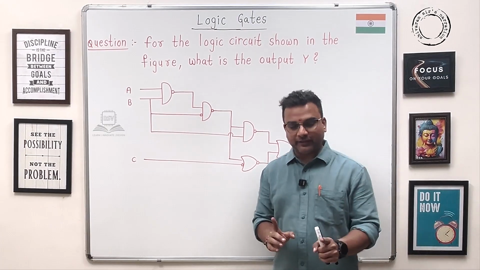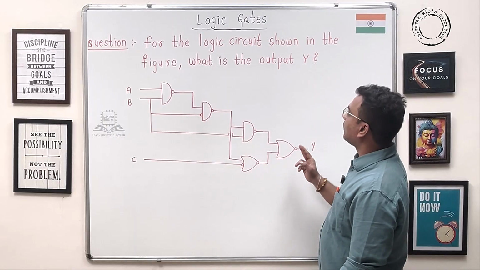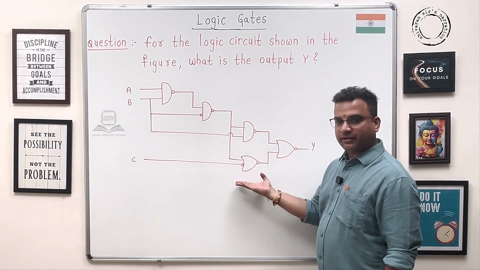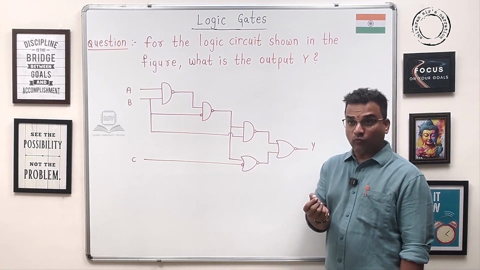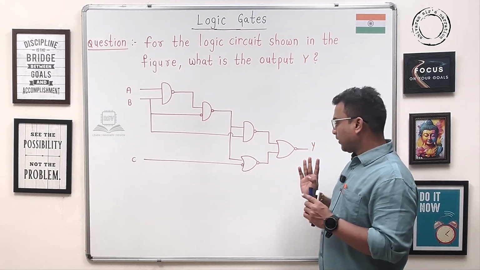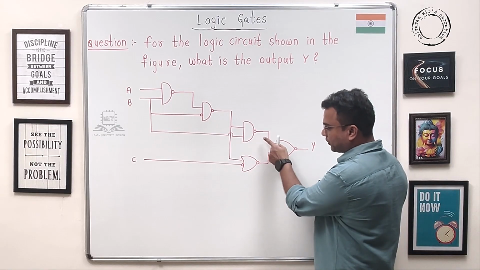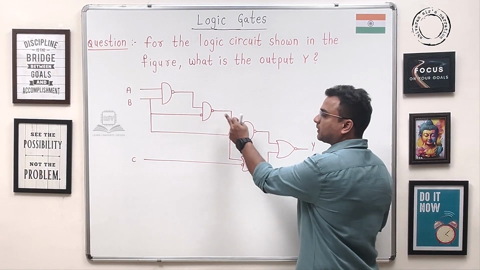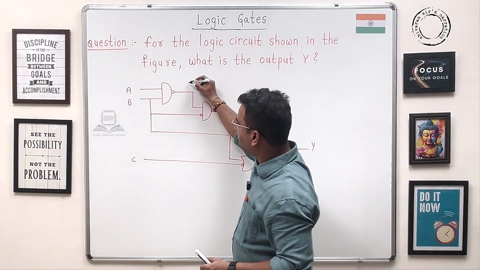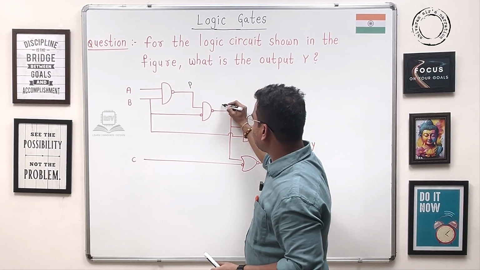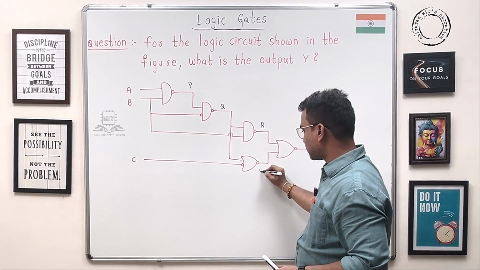Let's have another design challenge. For the logic circuit shown in the figure, what is the output Y? So this is a given design and they are expecting the output Y value. Now, if you want to find this out, you need to know the outputs of these 2 gates. Similarly for this one, hence let's consider this as P, Q, R, S.